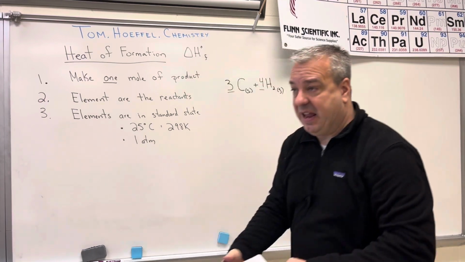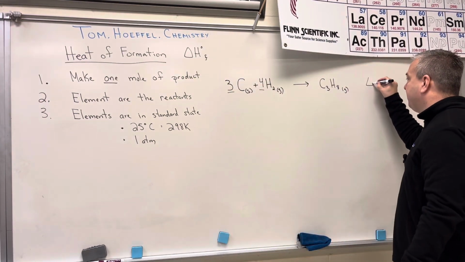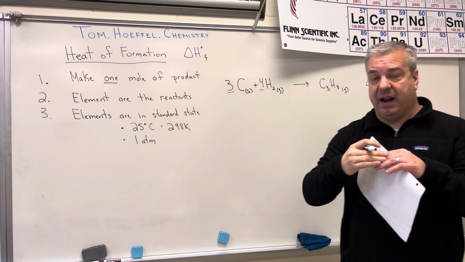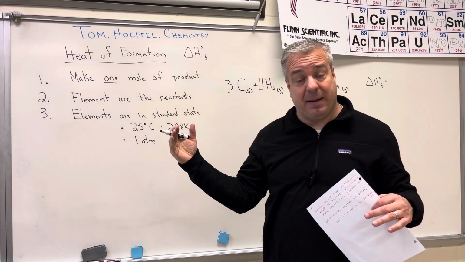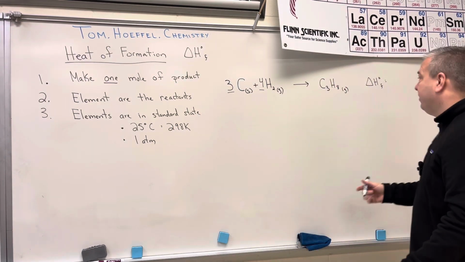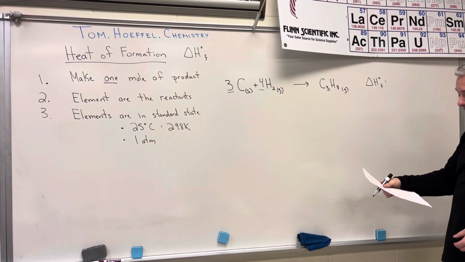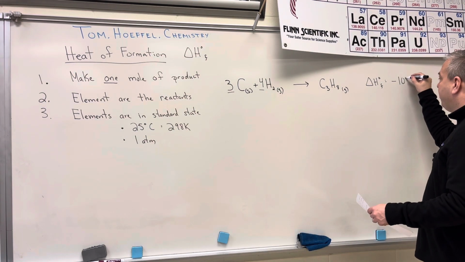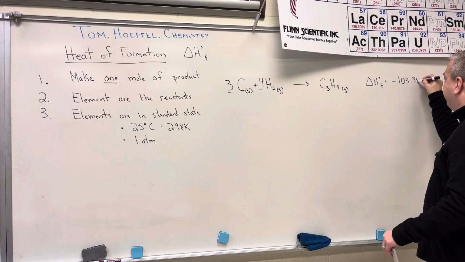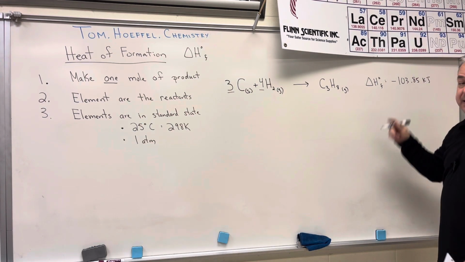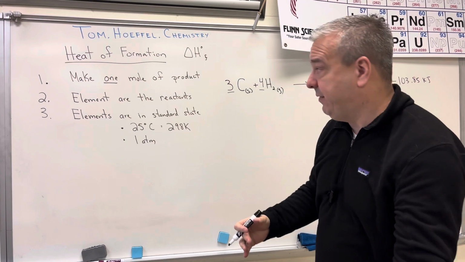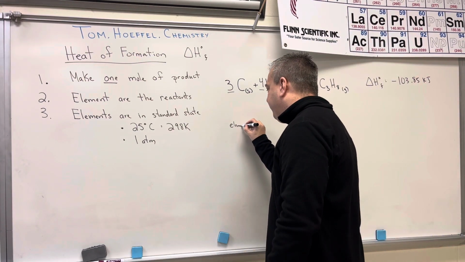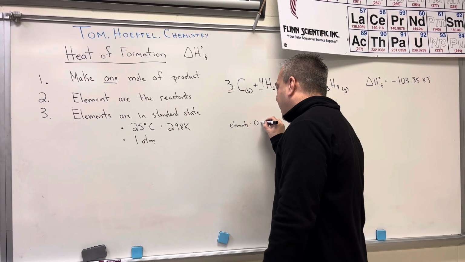Now, the enthalpy of formation for this, I'm going to look up in a textbook. It's typically in the appendix, or a whole bunch of tables of thermodynamic values. You could find it there as well. And the heat of formation for propane is equal to negative 103.85 kilojoules. Now, these heats of formation are typically negative, and that's because elements have 0 enthalpy.